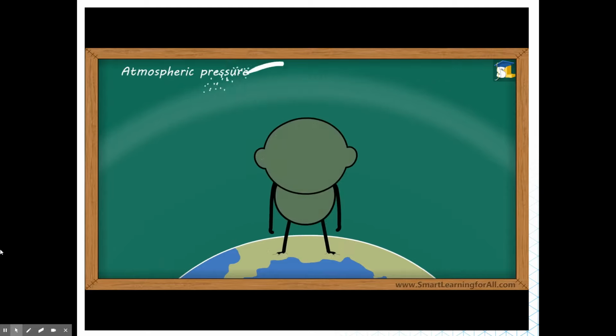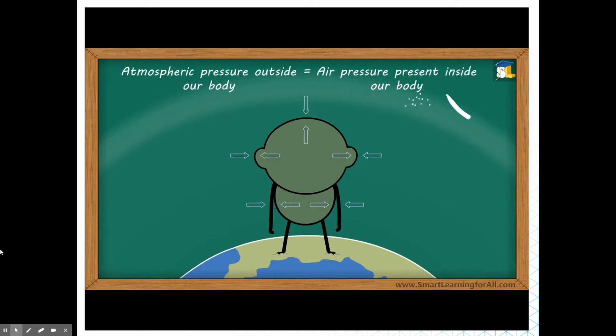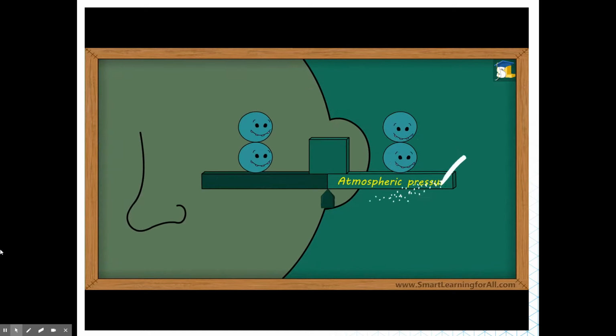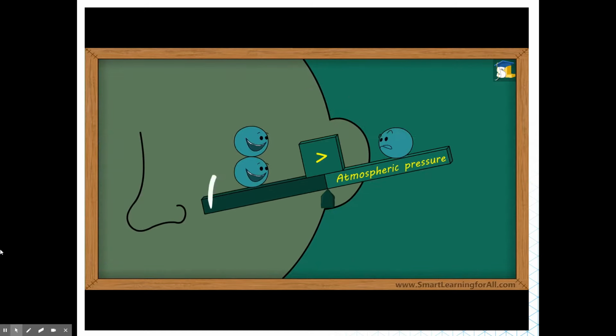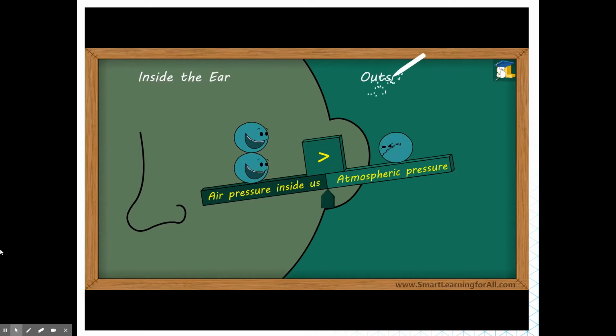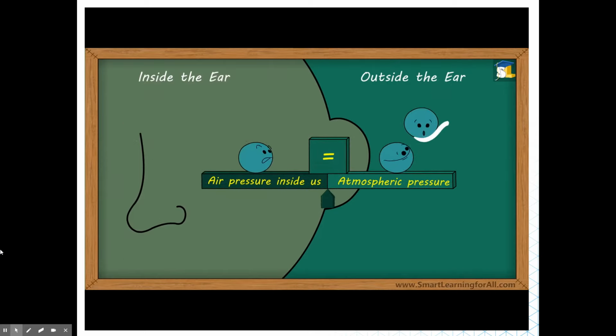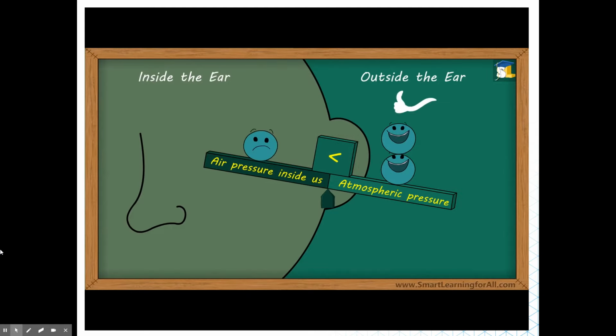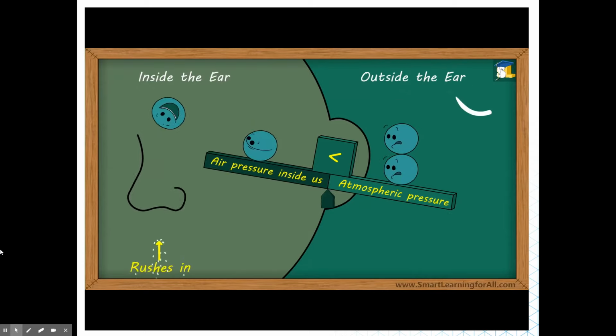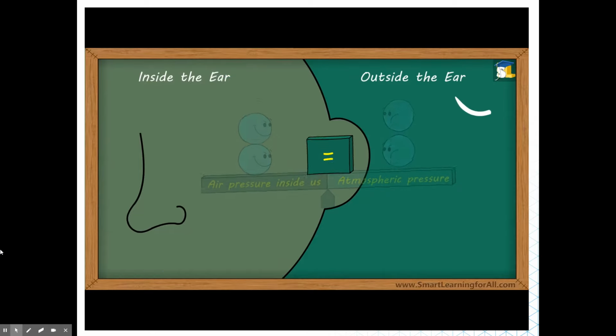This atmospheric pressure outside our body is balanced by the air pressure present inside our body. When the atmospheric pressure decreases, it becomes less than the air pressure inside us. Now, to balance the pressure inside and outside our ears, the air present inside rushes out. Whereas when the atmospheric pressure increases, it becomes more than the air pressure inside us. So, to balance the pressure inside and outside our ears, the outside air rushes in. This movement of air results in that sudden pop.